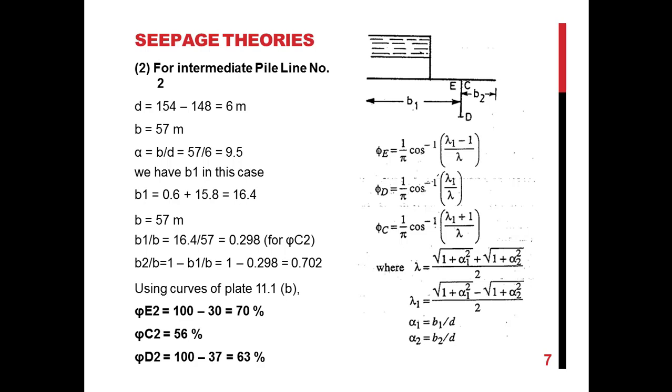Now for intermediate pile line number 2, D is equal to 154 minus 148, equal to 6 meter. This is the total depth of sheet pile number 2. This is the reduced level of the top, this is the reduced level of the bottom. B is the total width of the structure, already given. So finding alpha is equal to B divided by D, equal to 57 divided by 6, equal to 9.5. We have B1 in this case. B1 is equal to 0.6 plus 15.8, equal to 16.4 meters.